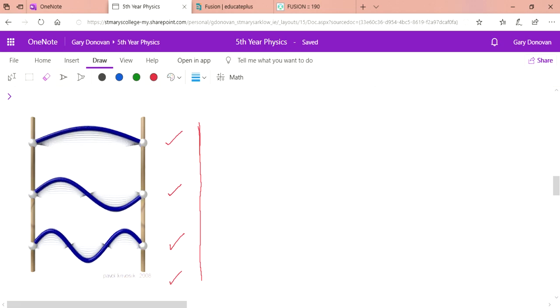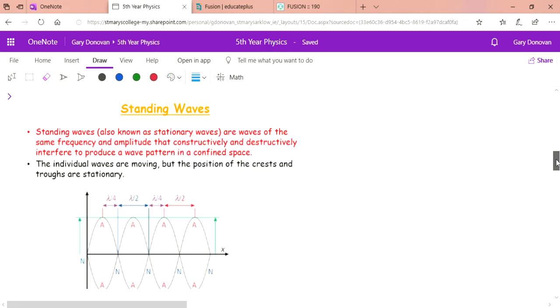So that's a brief introduction to standing waves. I just want to give you the definition now, and you want to add this to your note. Standing waves, or stationary waves, are waves of the same frequency and amplitude that constructively and destructively interfere to produce a wave pattern in a confined space. So that's your definition. Now just to explain it, same frequency and amplitude.